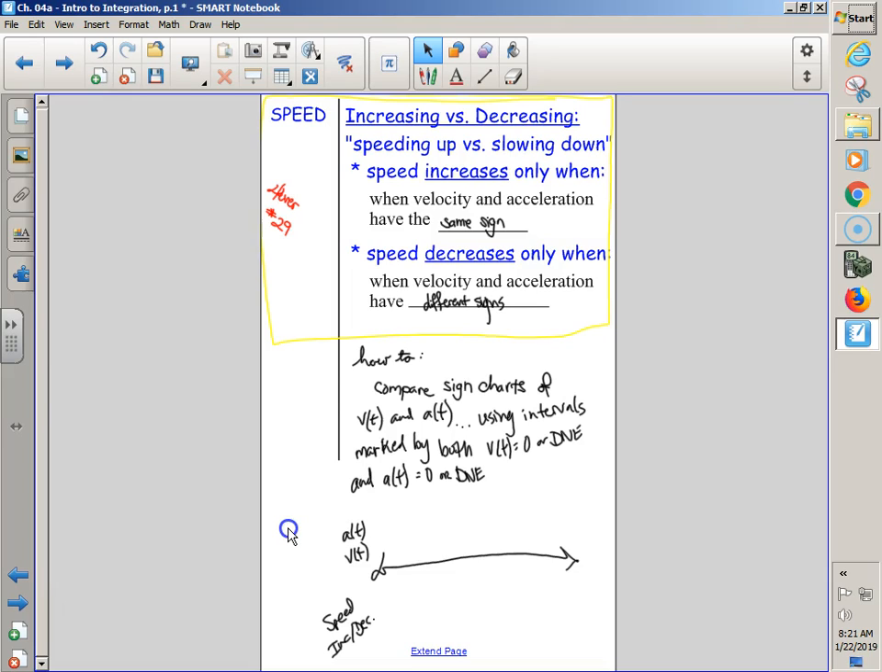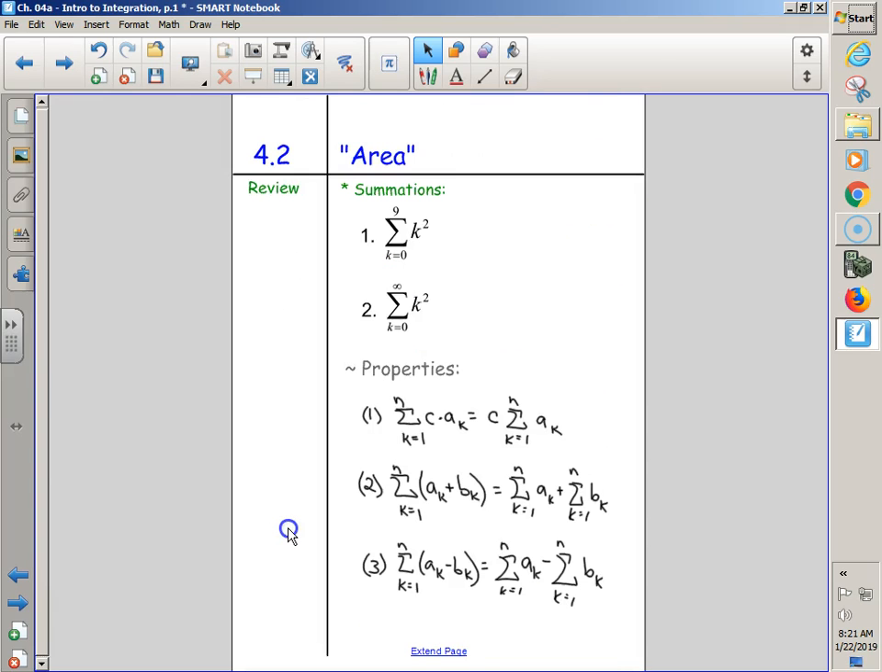That's a quick little problem solving hint, how to apply the forever card to a motion problem, okay? With that, section 4.2. What on earth is going on with area?